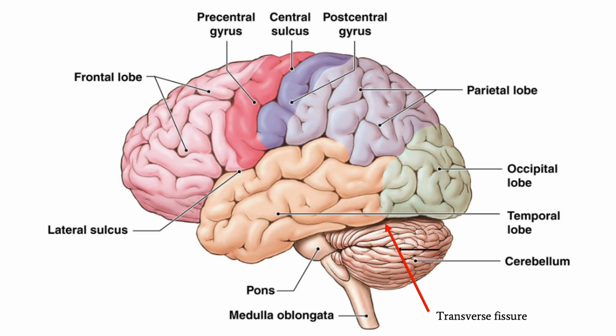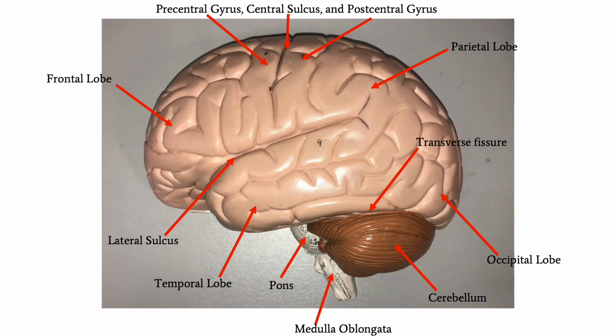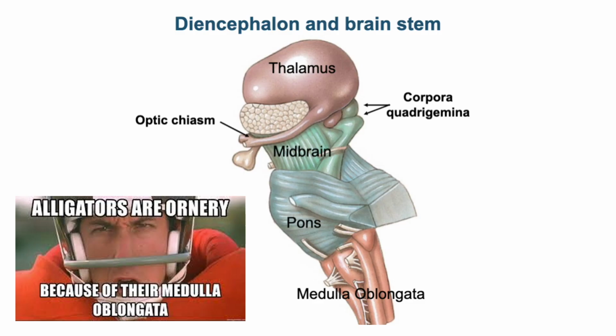Next, we have this structure on the bottom here called the cerebellum. And next to that, we have what's called the pons and the medulla oblongata. Between the cerebellum and the upper portion of the brain, which you'll later find out is called the cerebrum, we have what's called the transverse fissure. So here's a labeled picture of a brain model, kind of showing you an outline of what those structures look like in a model sense.